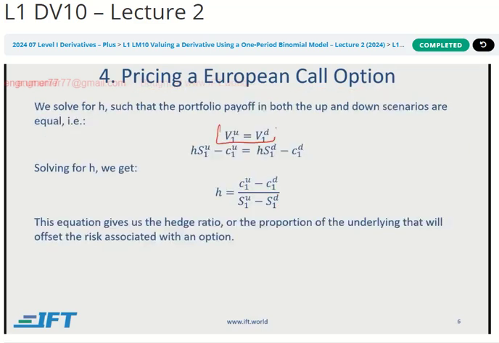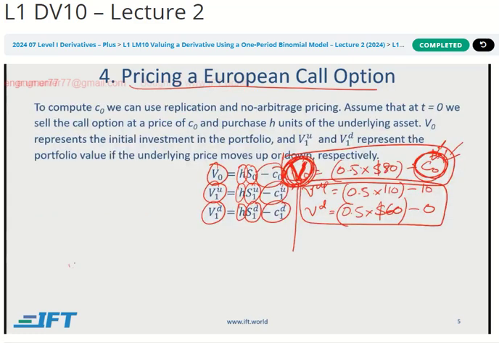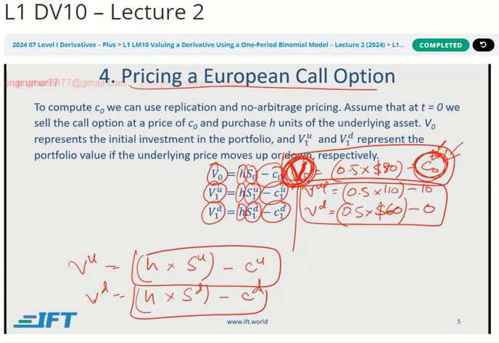So we will make these two equations equal to each other so that the portfolio payoff in both up and down scenarios is equal. Let me take you to the previous slide for one moment and show you that V up is equal to H into the spot price in case of up minus the call option value if it is going up, and V down is H into spot price of down minus the call option value of down. And we're going to make these two parts of the equation equal each other.